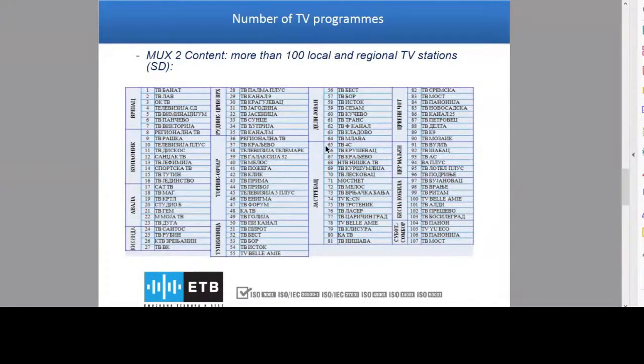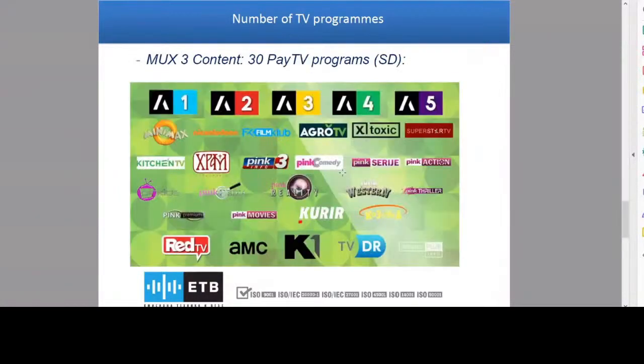So MUX2 content, you can see that for each region or for each allotment, there are a lot of regional TV stations. At the moment, we provide services for more than 100 regional TV stations.